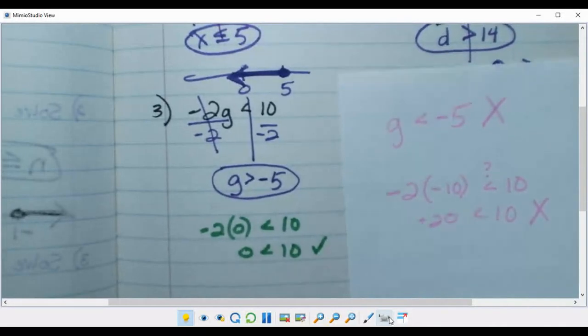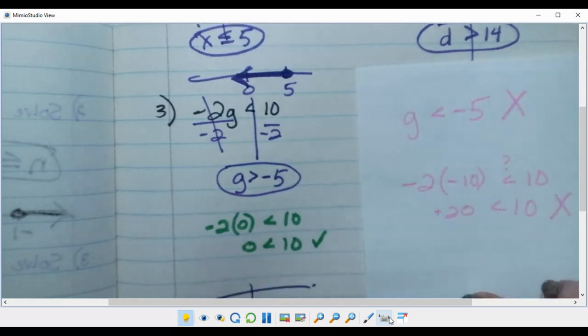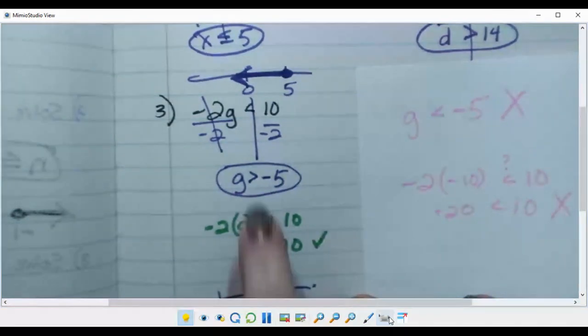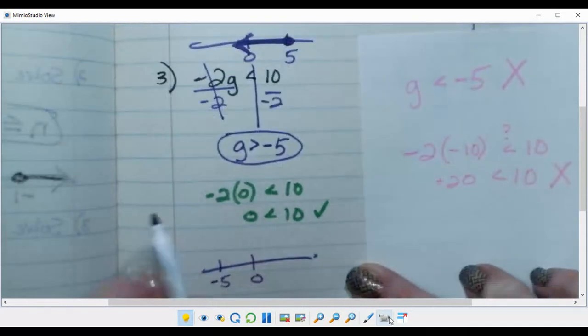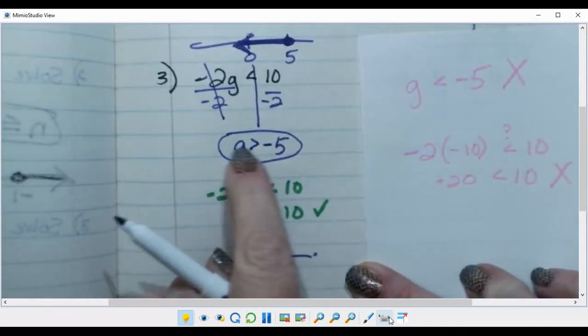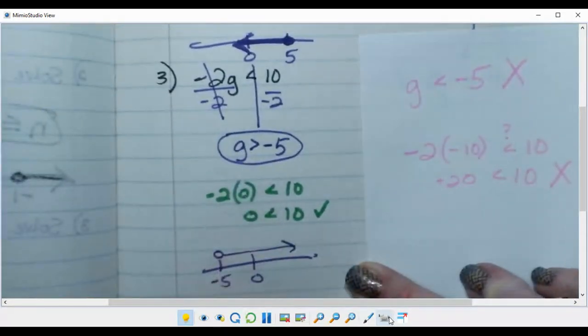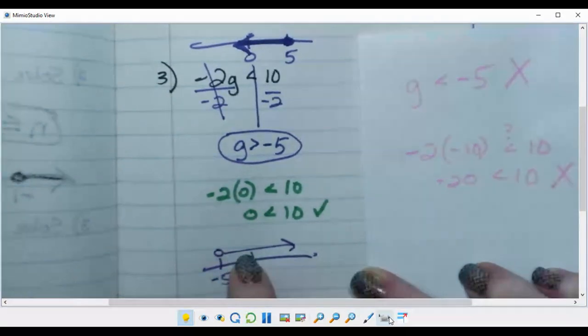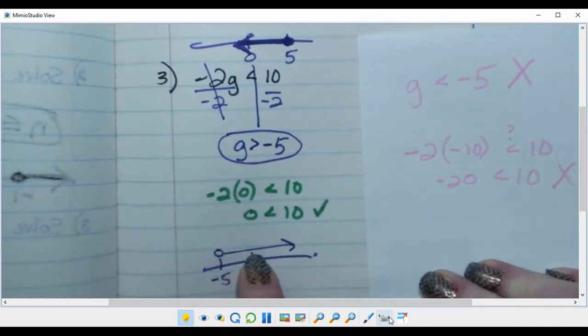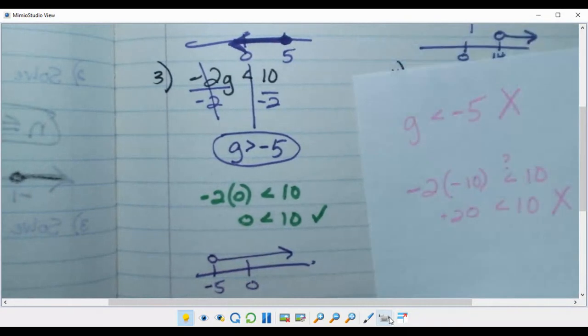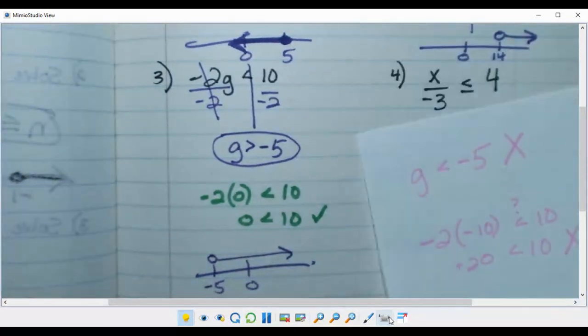Now, of course, if I wanted to graph all my possibilities, the right marker here, we're going to have 0 and we're going to have -5. This gets an open dot, and I want all the things bigger, and that will give you all your possibilities. -4, -3, -2. There's that 0 that we tested, and of course, all the positive numbers. All right, let's try one more of these.